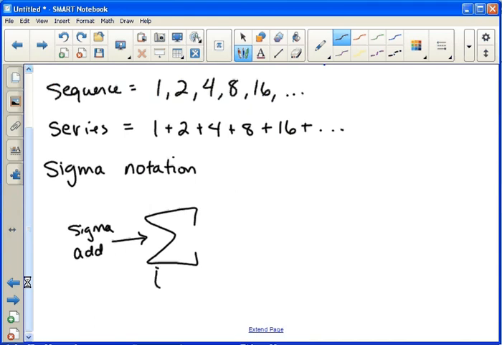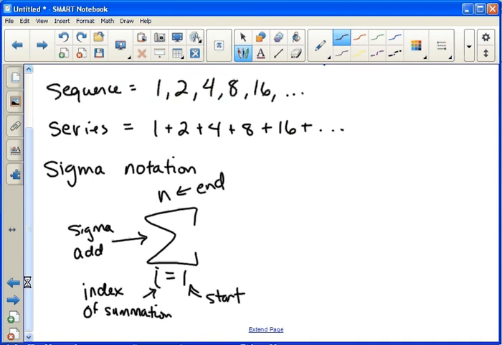Okay, this is your starting point. It's the first number you should plug in. And then up here you put your end point. I'm just going to call it n for now. It's the last number you should plug in. You can call it your start and your stop, or your start and your end, anything like that. And then over here will be your equation, and this is called the ith term, or the general term. And you can use any variables you want. You can use n or k or x or j, or anything is fine.